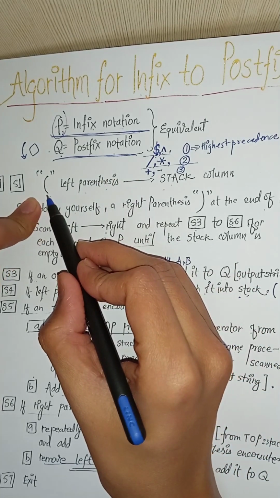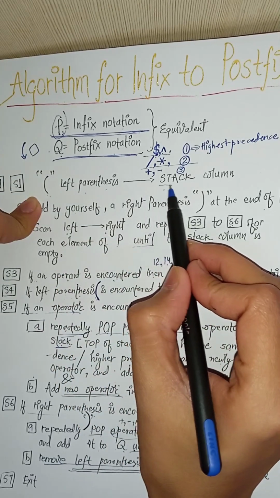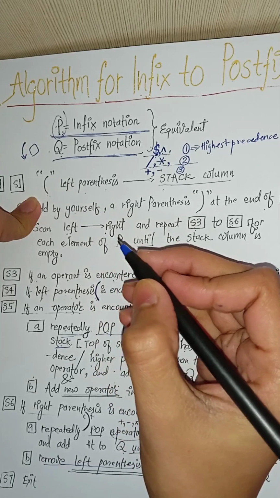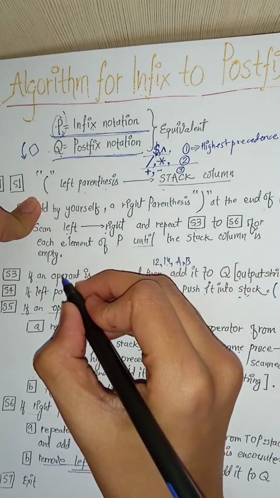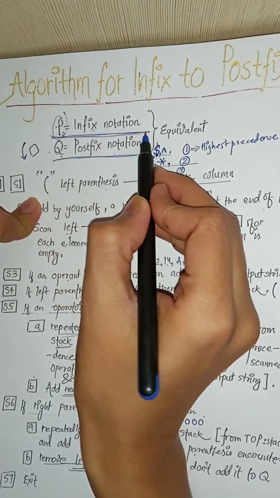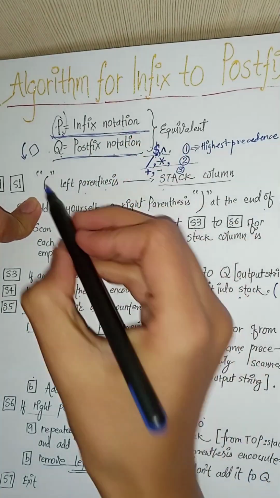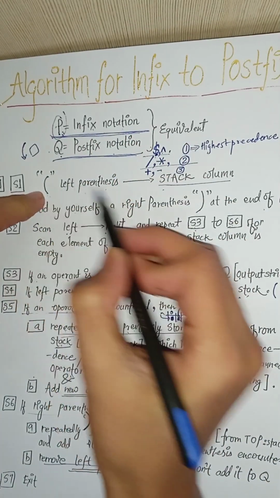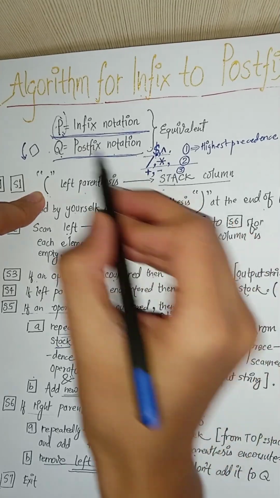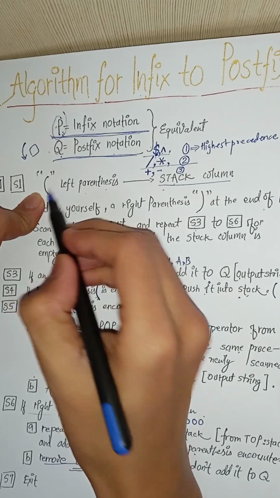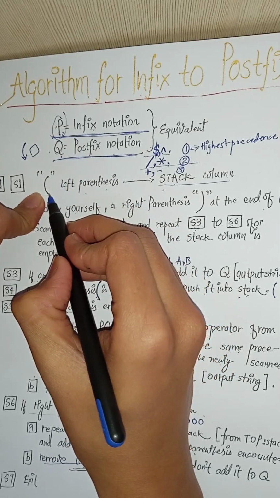Okay, so the very first step for conversion of an infix notation into postfix notation is to add a left parenthesis into the stack column. Later we will see in an example that we are creating three columns: the first for all the symbols of P, the second column will be stack, the third column will be Q. So the left parenthesis will be added to the stack. There will be no left parenthesis provided in P, but you have to add it yourself.